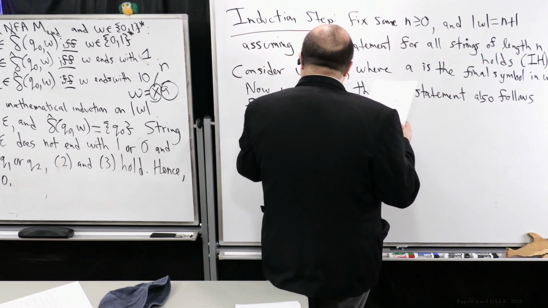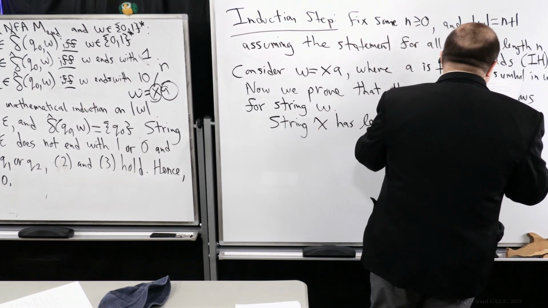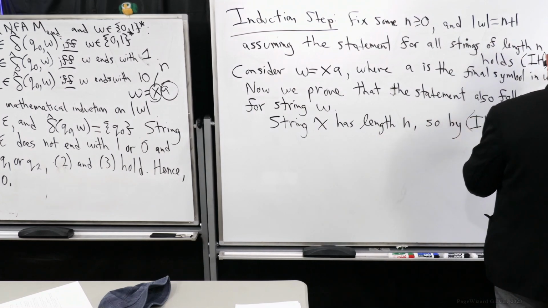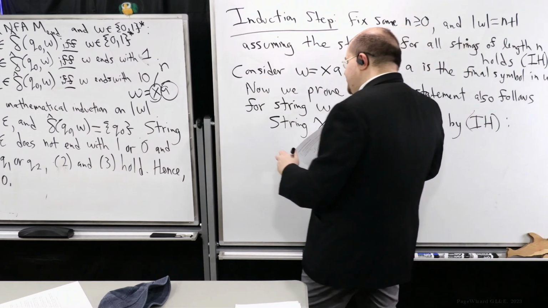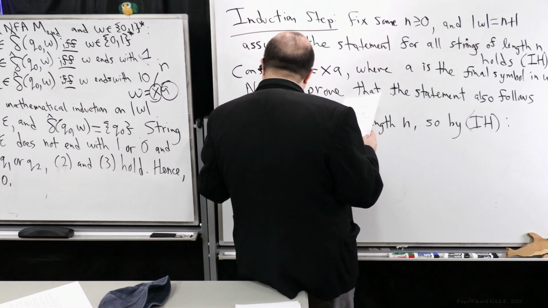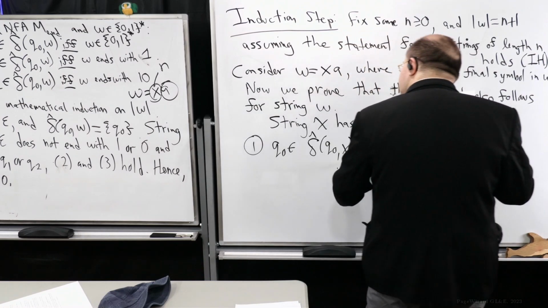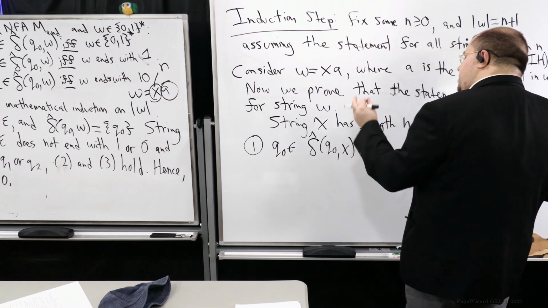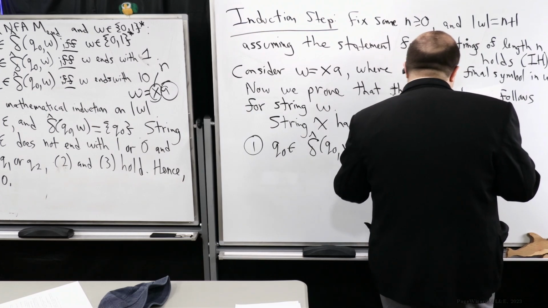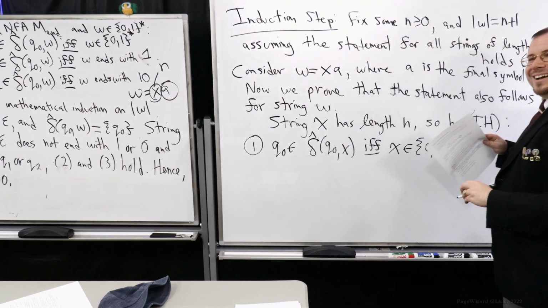So string x has length n. By the inductive hypothesis, we could say the following. First, that Q0 is in delta hat Q0 x. So upon processing x, starting at Q0 with this NFA, it's in Q0 if and only if x is a binary string. Unsurprising, I know.